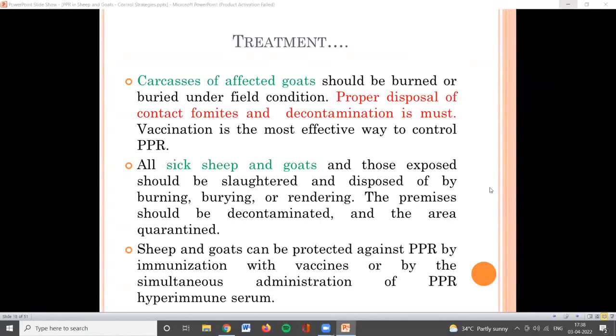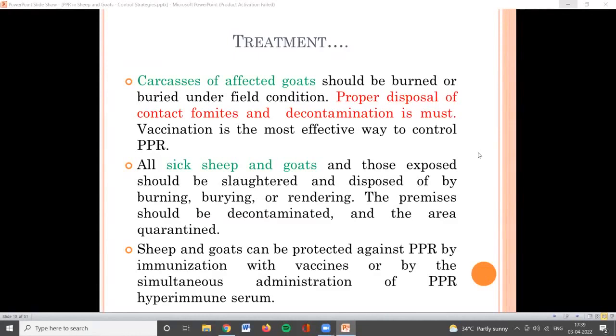Vaccination is the most effective way to control the disease. All the diseased animals should be slaughtered and disposed of in the large farms, but slaughtering of sheep and goats is difficult where herd size is very low. The premises should be decontaminated and the area should be quarantined.